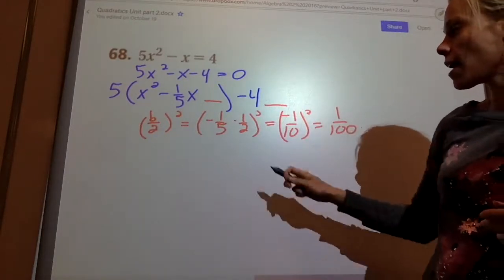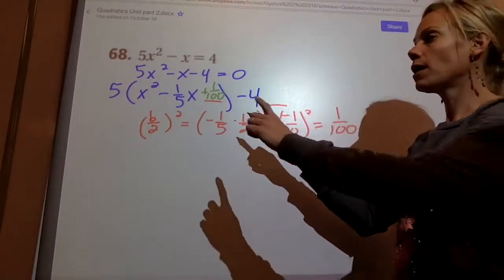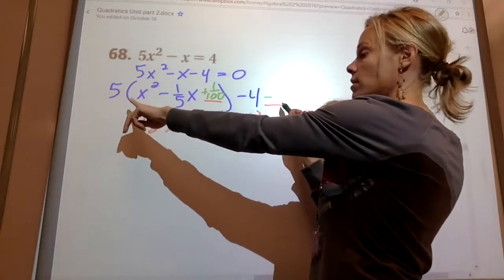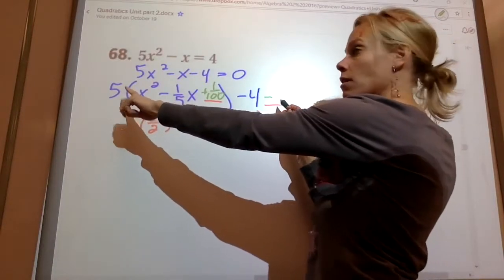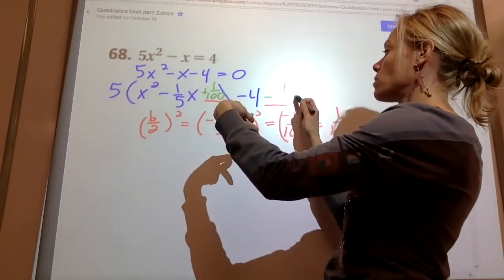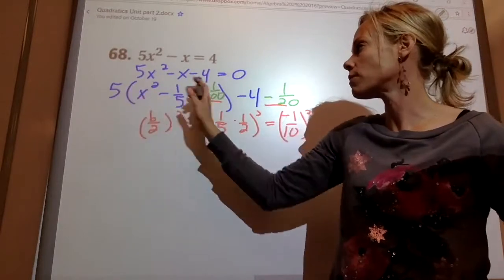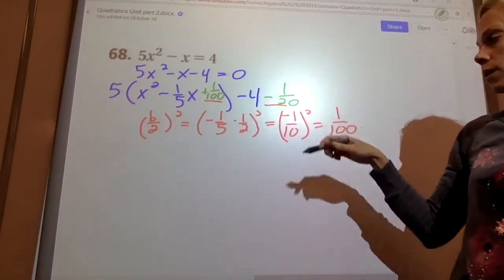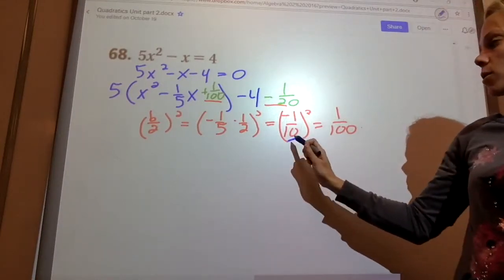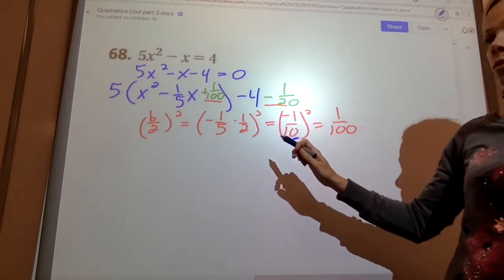So if I add 1/100th here, but remember that's getting multiplied by 5, what am I subtracting over here? So 5 over 100 simplifies to 1/20th, because multiply tops, multiply bottoms, 5 over 100 is 1/20th. Then I told you whatever number you have here before you square it, 1/10, goes into your binomial.